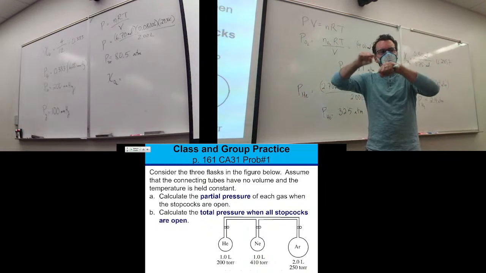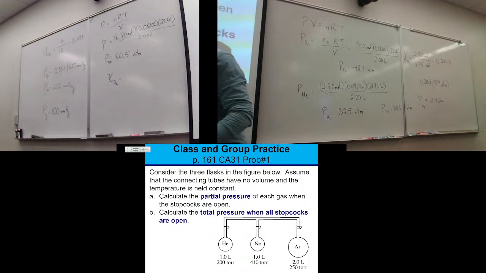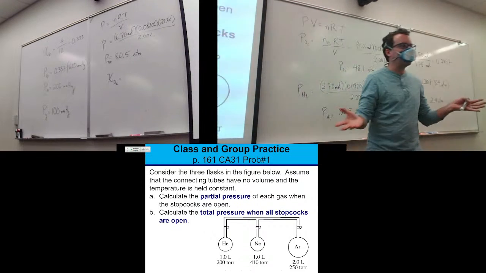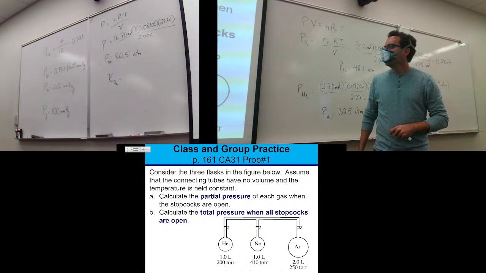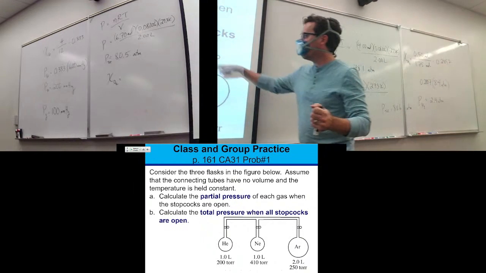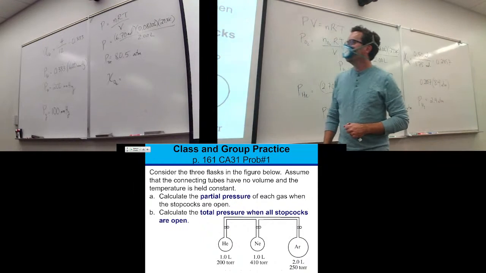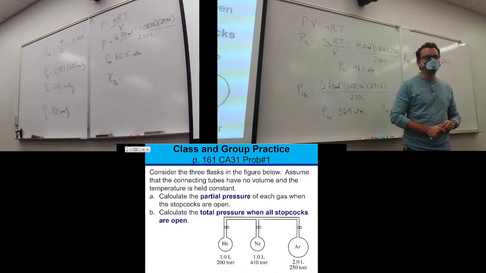So then we connect them, and let's assume that the tubing that connects these has negligible volume. We're not adding a lot of volume from the tubing. But let's say we connect them together and open them. And so now these are all mixed together. What is ultimately the total pressure of the gas in that system?